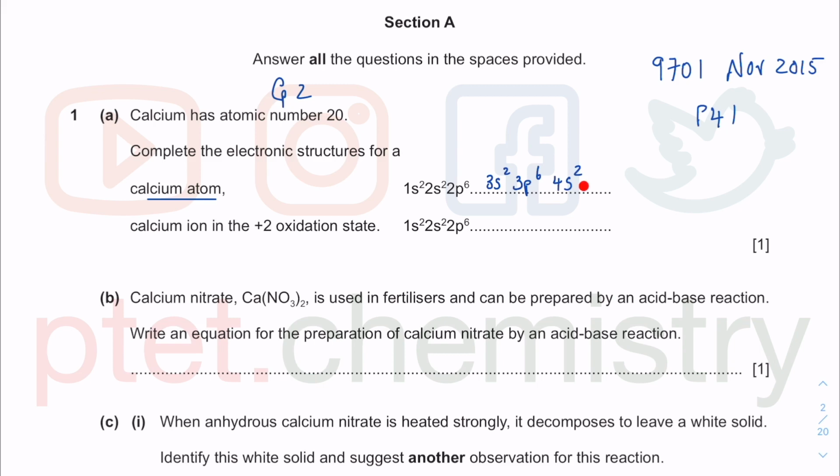And you are group 2. You are the second element in the S block on the left side of the periodic table. You are 4s2. And altogether, you have 20 electrons based on this 20 number of protons in the atom.